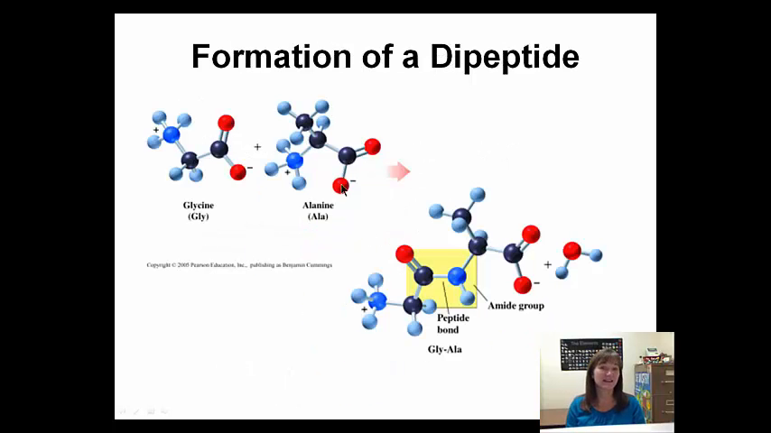Here's showing you the exact same thing using a ball and stick figure. So here's my carboxylic acid group. You're going to take off the oxygen and 2 hydrogens to make water. And then this nitrogen then is going to bond to this carbon to make our peptide bond.